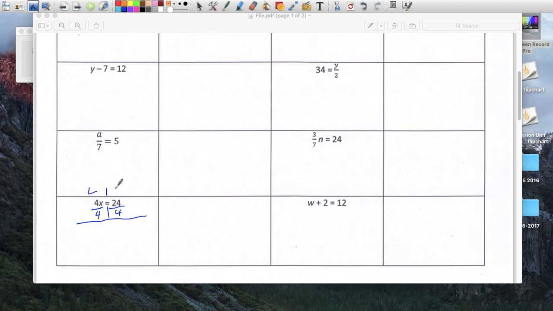Now divide this side by 4. Oops, I forgot to write the left side. 4 divided by 4 is 1, and then I bring down the x, so I get 1x. And 24 divided by 4 is 6. Better yet, I write x equals 6. I don't really need the 1 there.